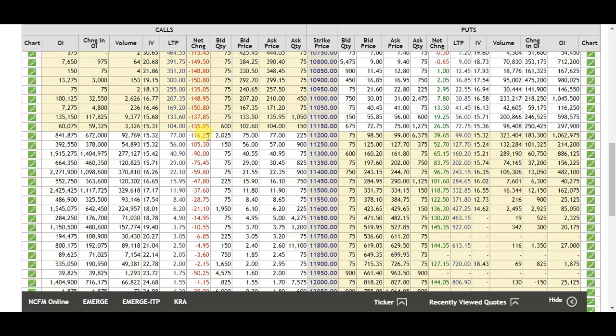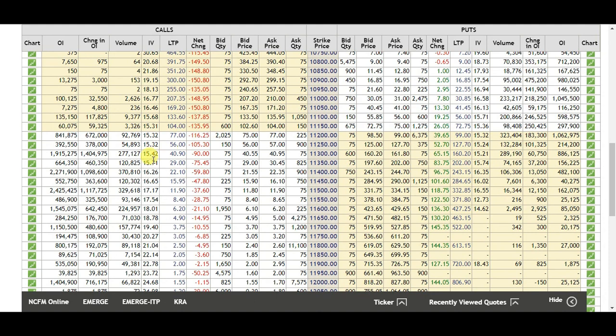Now, if we see further down at 11,100, we can see the change in open interest is 1.1 lakh contracts, and the cumulative open interest is 1.3 lakh contracts. And as the net change is minus 137, it means again the call writers or call sellers sold the contracts at this strike price. But the quantity of contracts at strike price 11,100 is very low. So the call writers are selling the contracts at the above strike prices. Reason being they still think that Nifty can sustain above that strike price, which is 11,100.